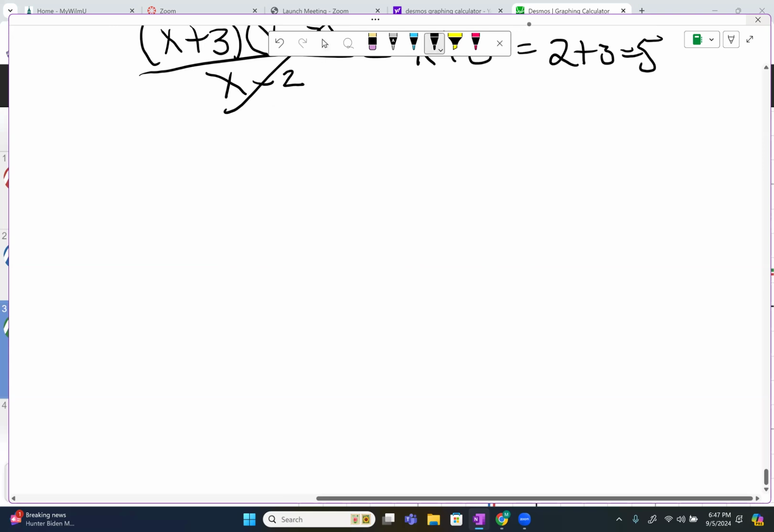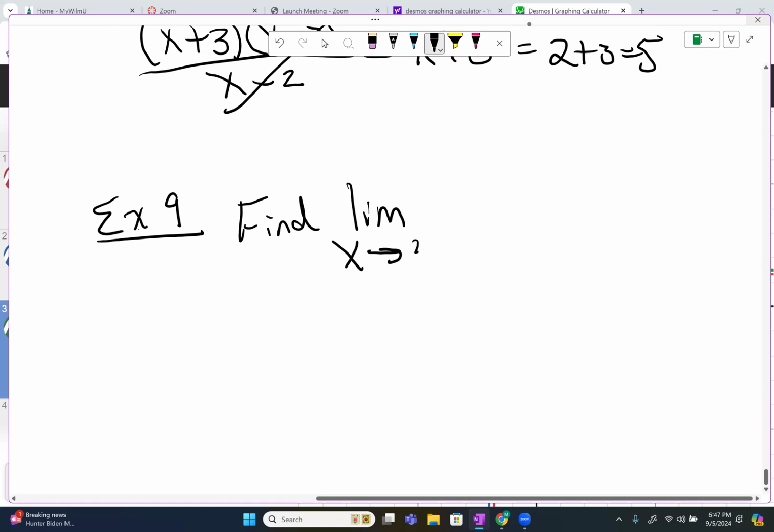Okay, example 9. In example 9, you have the same thing. You have the limit. So find the limit as x approaches 4 for the square root of x minus 2, over x minus 4.